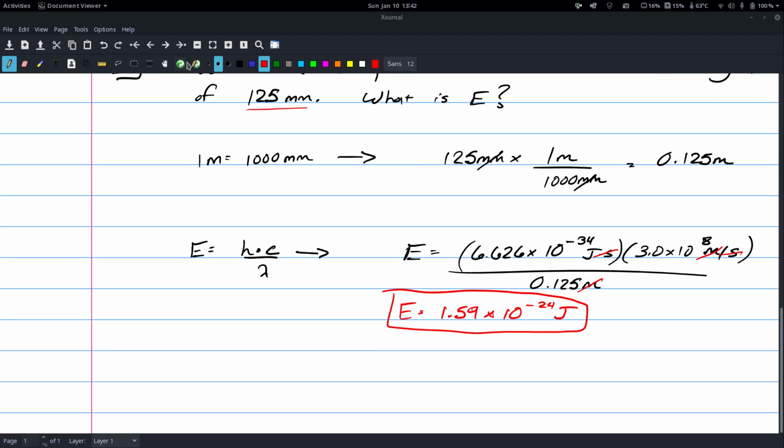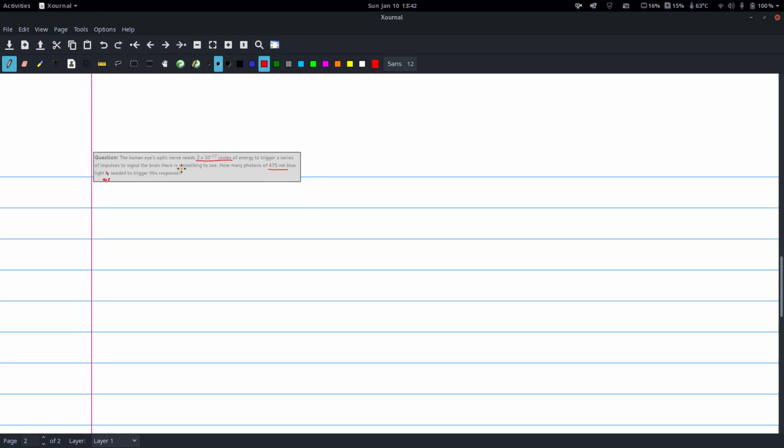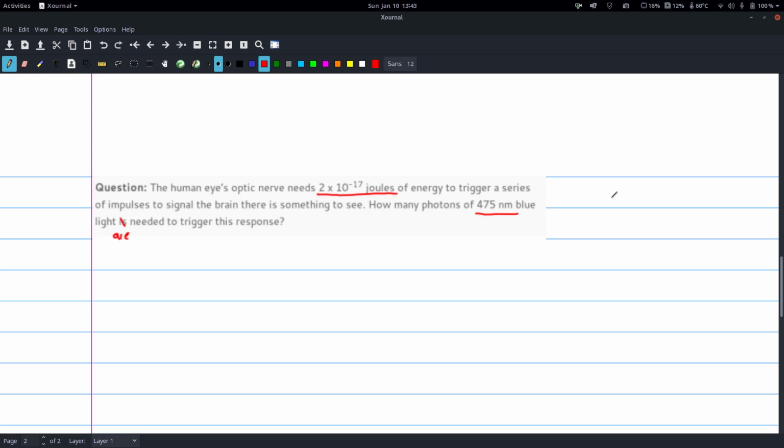Alright, I'm going to go to the next page. This might be a little difficult to read, but it'll be alright. I took this problem from, I forget what website, but they're really good. I think it's Chem Team.